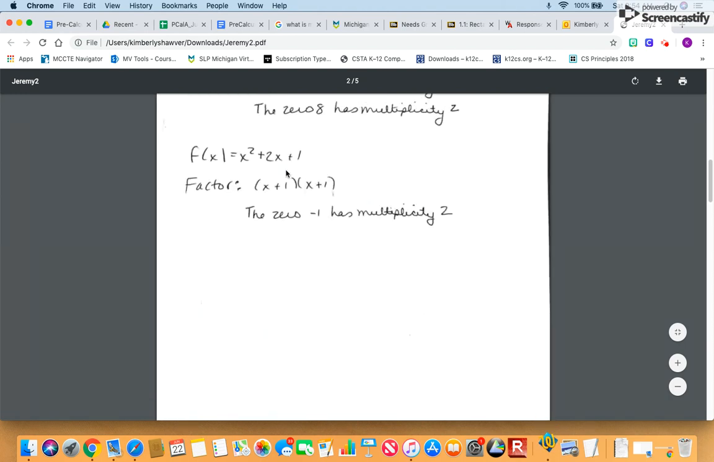So for your problem, you should have factored it, and you would have noticed that the 0, negative 1 has multiplicity of 2.